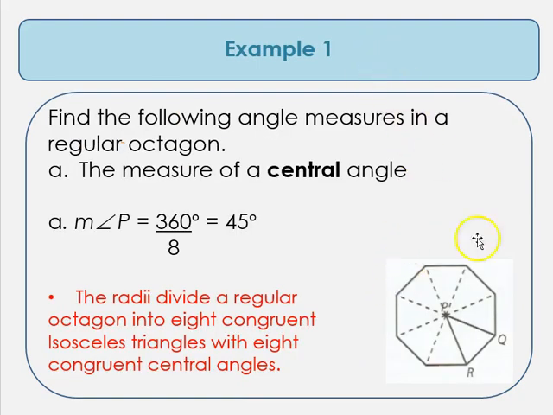Let's do an example. Let's take a look at our polygon. This polygon has 1, 2, 3, 4, 8 triangles, so it's an octagon. Find the following angle measures in a regular octagon. So we're going to find the measure first of a central angle. So the central angle is this angle. Let me highlight it for you. Right here that we're going to be solving for.